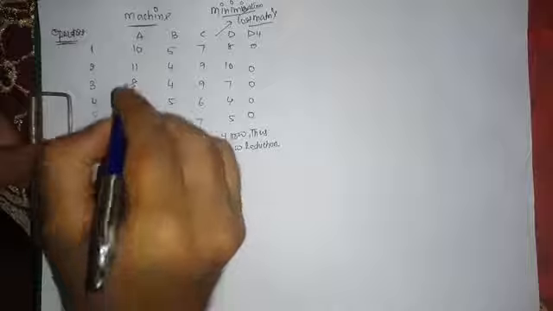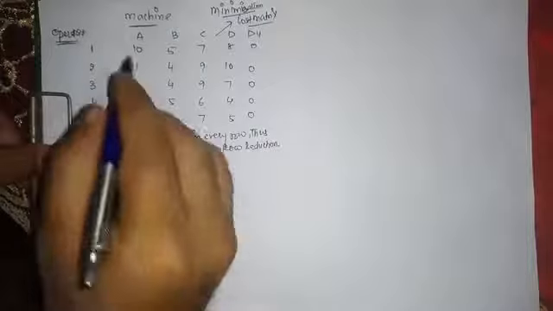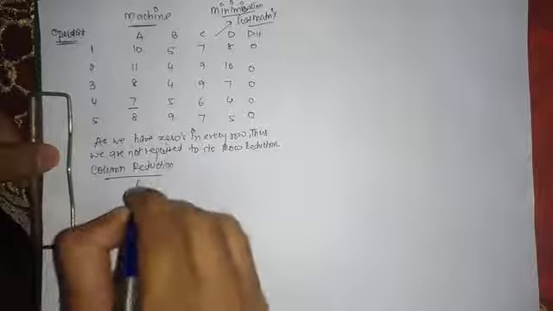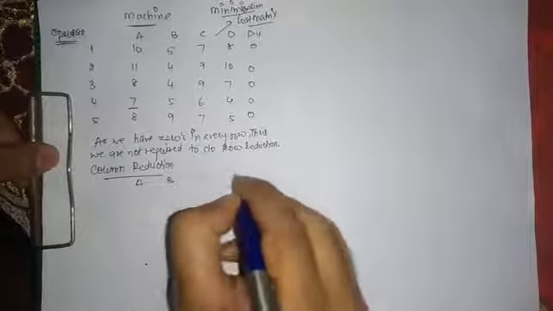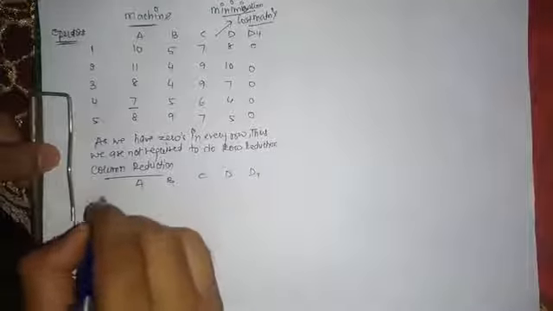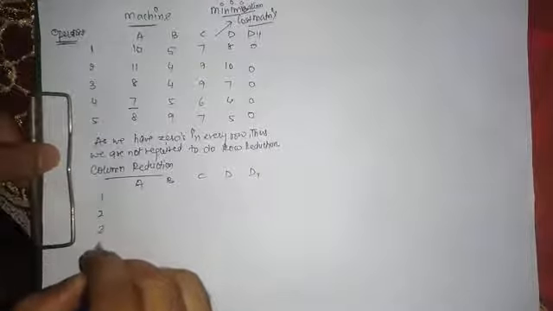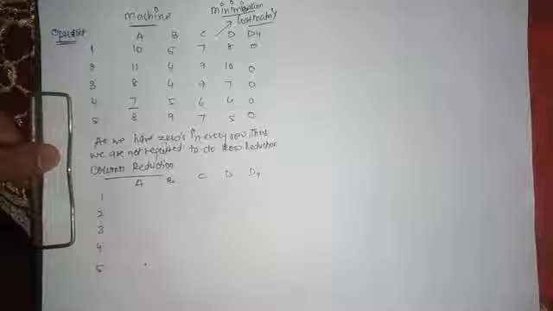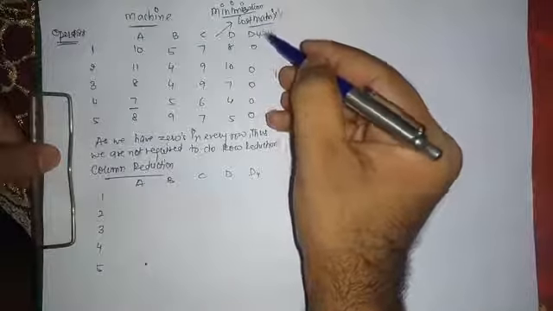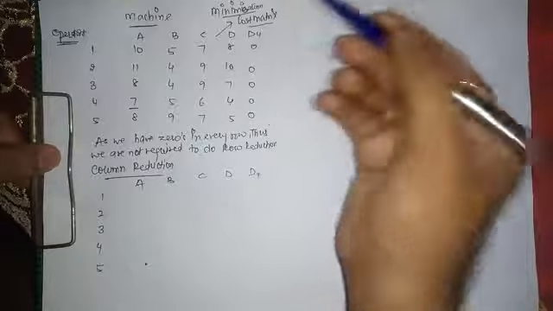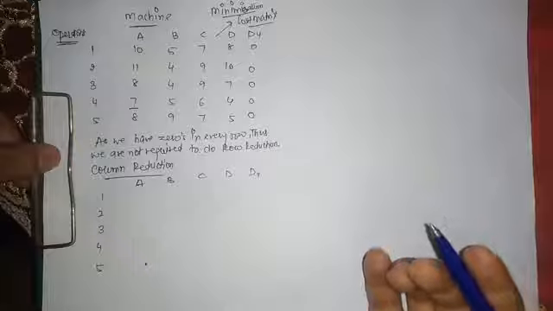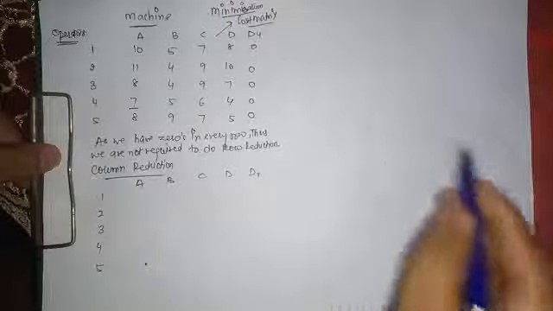The smallest element is 7. Let's write the matrix here: A, B, C, D, thereafter D4, and 1, 2, 3, 4, 5. You can write E here, it doesn't matter. I have written it as D4 to recognize it as a dummy column, nothing else. You can write E as a dummy column.